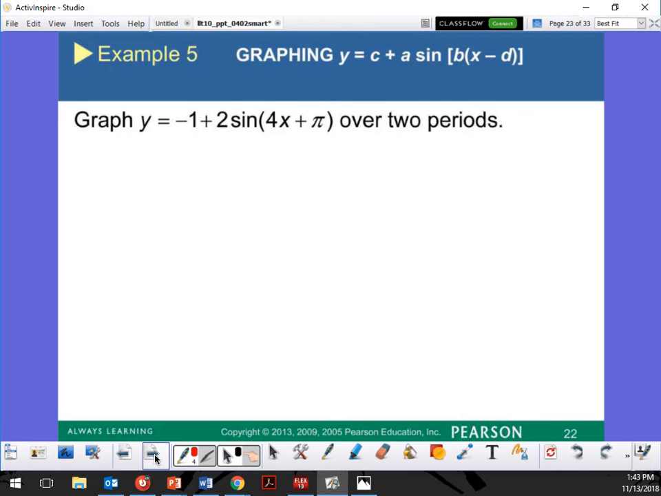Okay, listen up. So for this, what do I start with? Amplitude. The amplitude is 2. Period. Now, slight issue here. It's phase shift. This one has a phase shift, doesn't it? Yes.